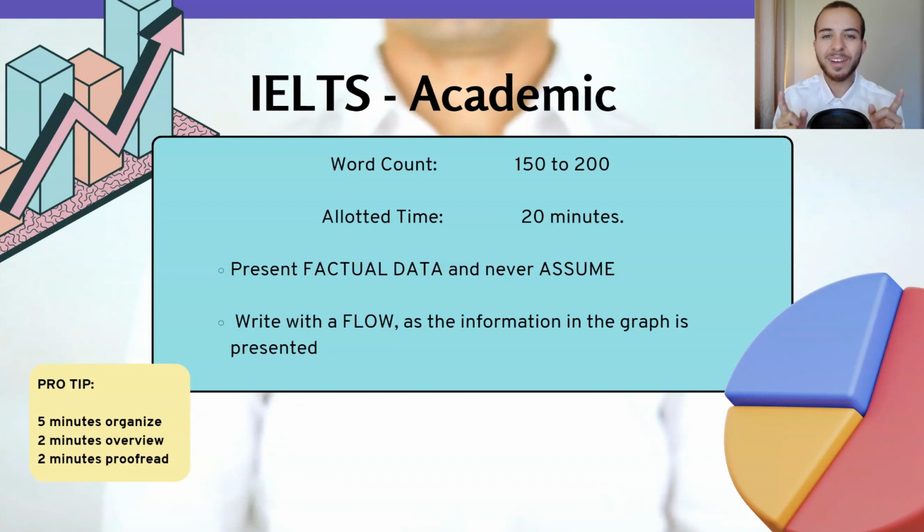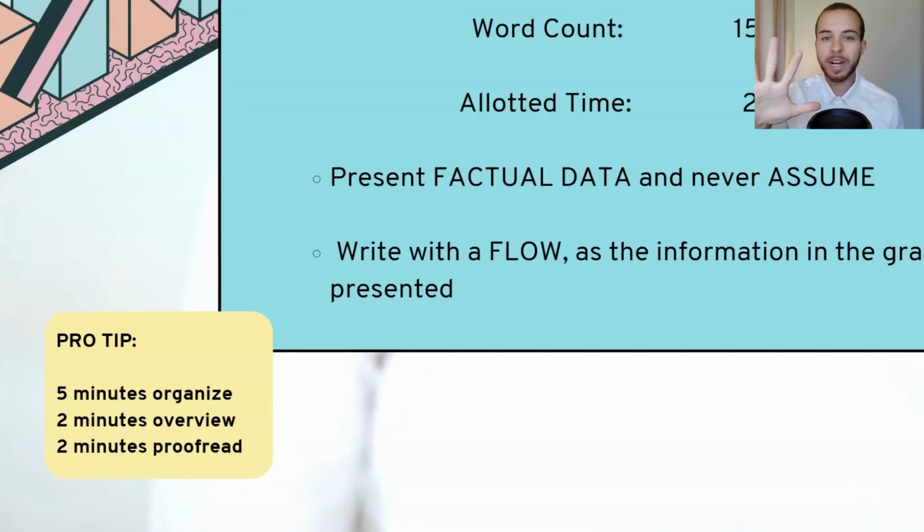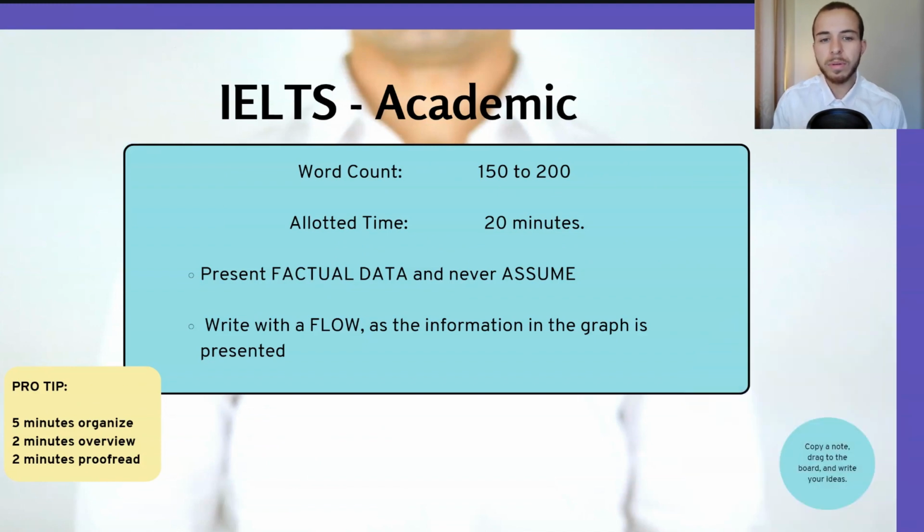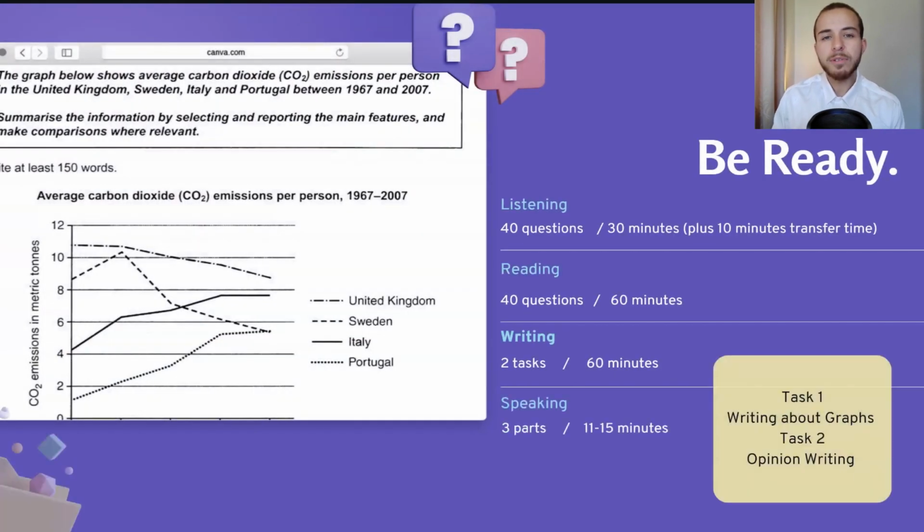We're going to look at the organization right now, but pro tip, always allocate the right amount of time to each section. 5 minutes for organizing, 2 minutes to write your overview, and 2 minutes to proofread. Why 2 minutes to write your overview? Because if you don't have an overview, you are not likely to get more than a band 5.